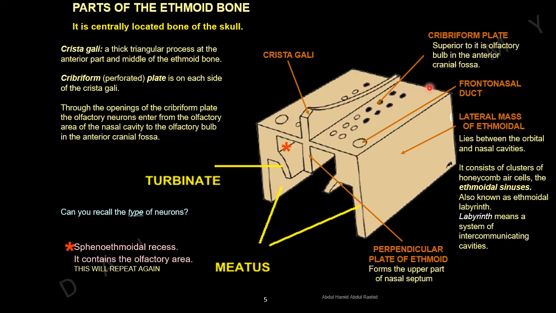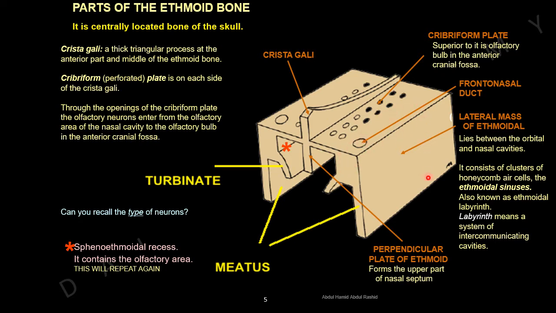Above this plate is anterior cranial fossa. Through these foramina, the olfactory neurons enter from the olfactory area of the nasal cavity and come into the anterior cranial fossa and reach the olfactory bulb, which is the first cranial nerve. This is frontonasal duct, the duct coming from the frontal sinus entering into the nasal cavity.